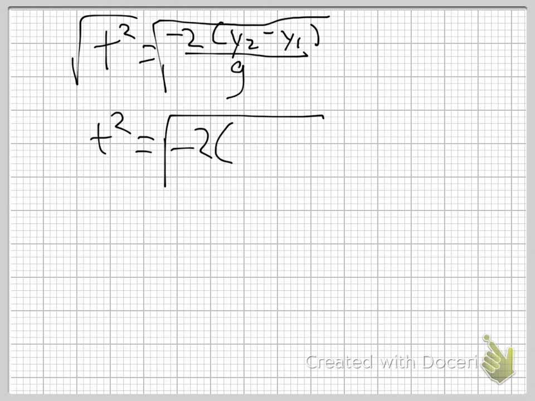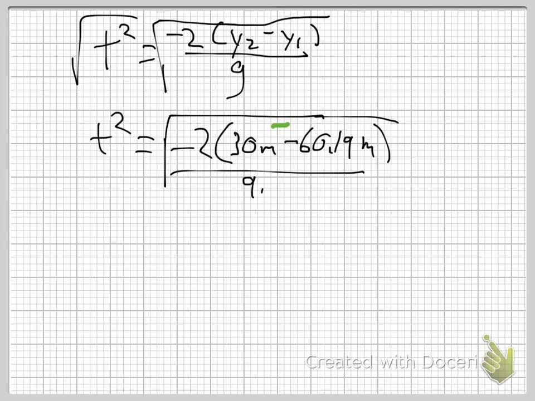Okay, if you were scared about that negative sign, don't be, because y2 is 30 meters, and y1 is at 60.19 meters. So this quantity here will be negative, and this is negative. That sign will go away. And I wrote t squared again. Alright, so t fall, we get 2.48 seconds to fall.